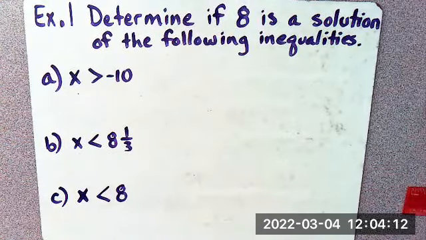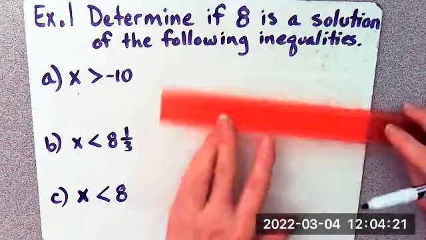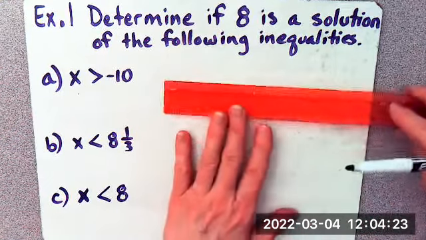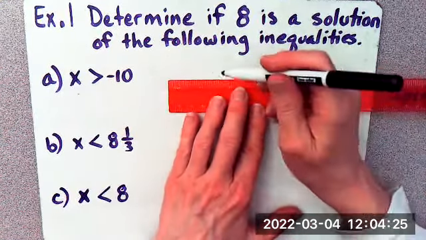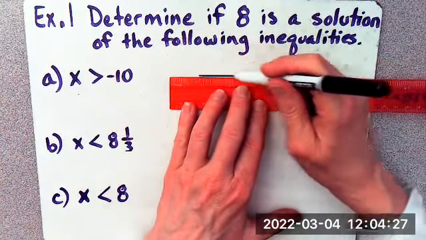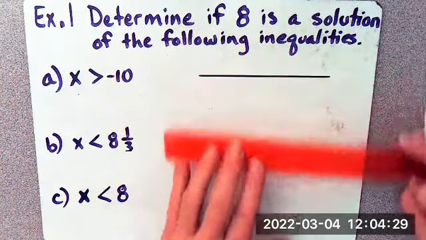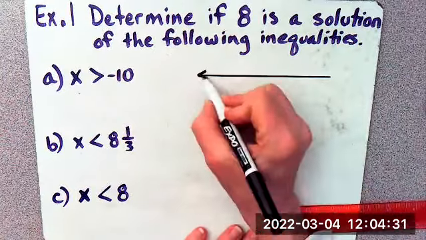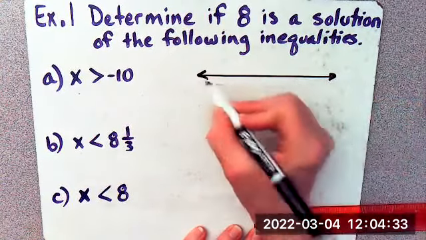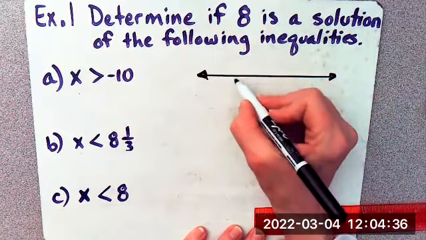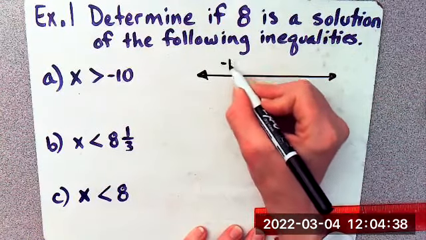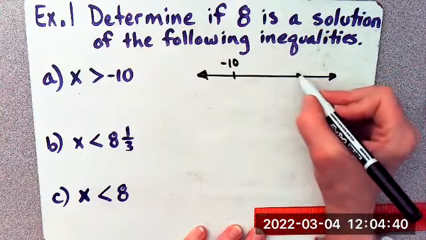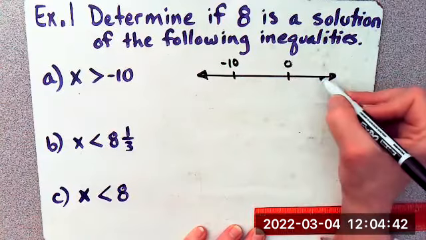All right, let's take a look at if 8 is a solution to this inequality. All right, so let's draw. I am a visual person, so I like to draw my little graphs. Okay, so we have -10, and -10 on the number line is way over here. Then we have 0, and then we have an 8.